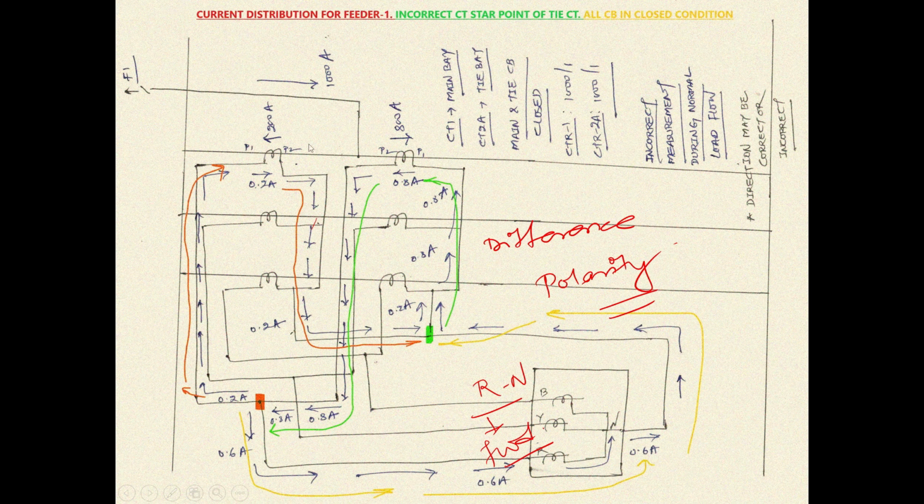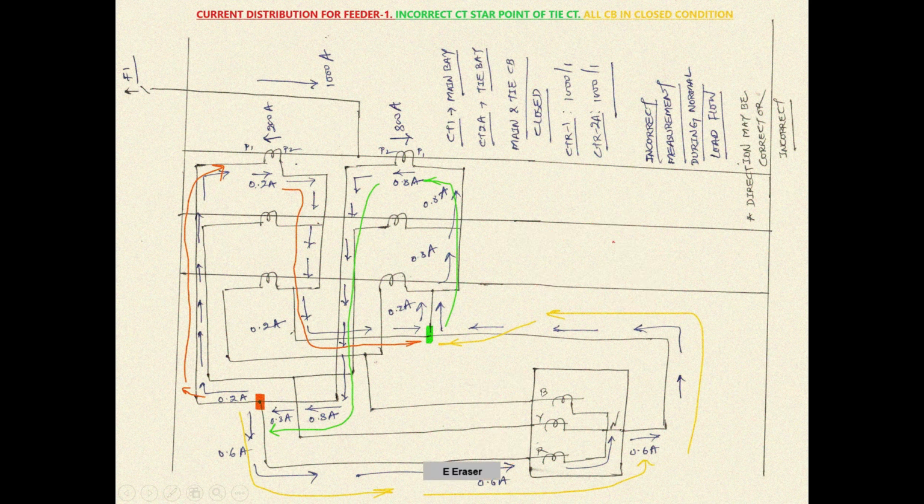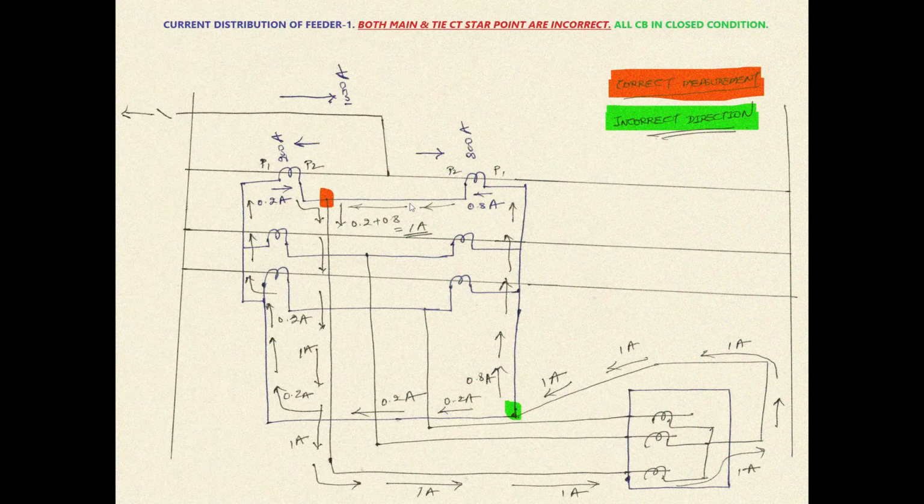So if your CT star point is incorrect, then what happens? First thing, the measurement will be incorrect. That is the first thing, incorrect measurement. And the second important thing, you will lose the directionality. So your relay will lose the directionality feature. So these are basically the two different things. That's why the CT star points are always formed towards the protected object side, and these are then connected in the additive polarity. These are never connected in the subtractive polarity.